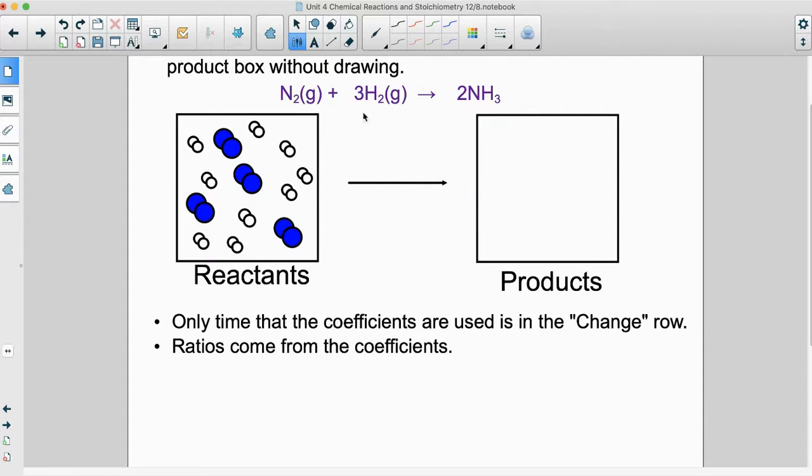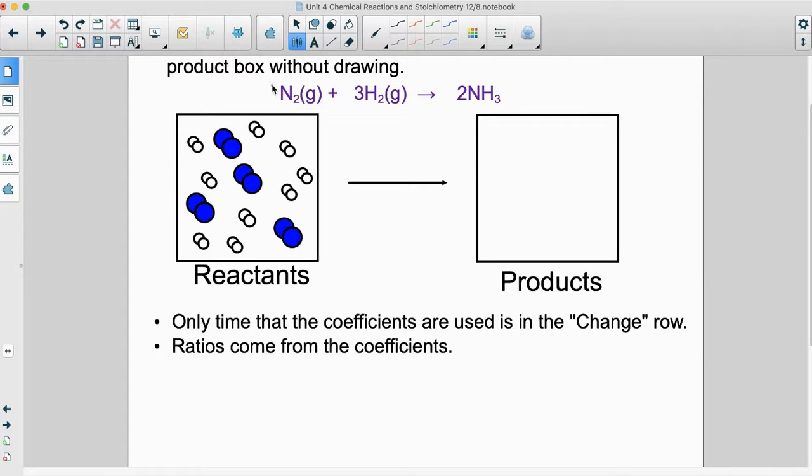So after the break, we started talking about particle models again and BCA tables. I wanted to spend a little more time going over the BCA table and particle models to make sure that people understood how our particles connected with the box with the BCA table and how to use the balanced equation.